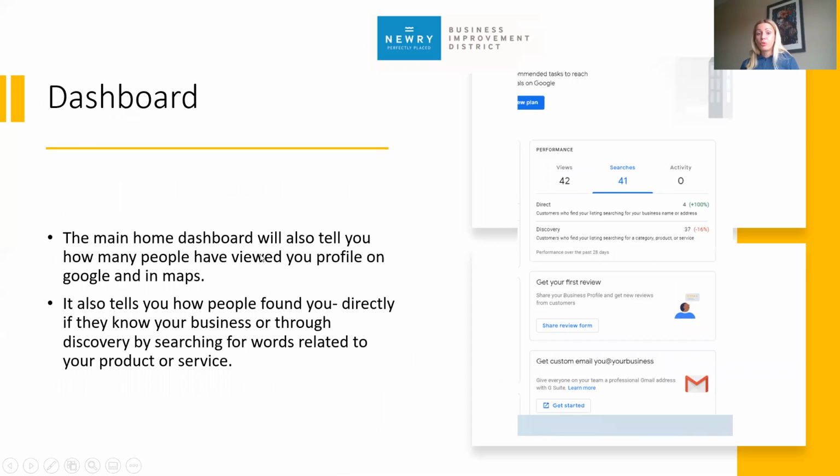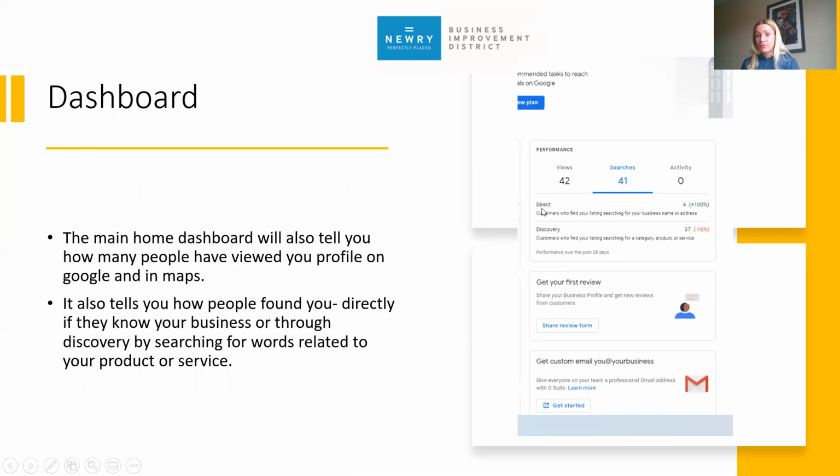The main home dashboard is fantastic, because it will also tell you how many people have viewed your profile, both on Google and also in Maps. So you can see how many views there were, how many searches. I get a wee bit nerdy with this because then you get obsessed with actually looking at it and analysing it and managing it and seeing, how did these people find you?